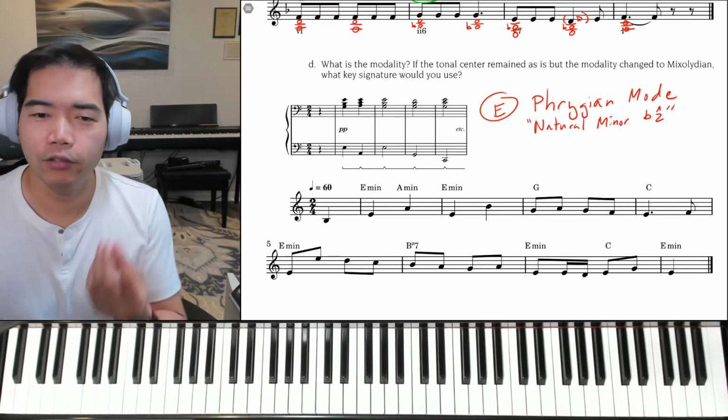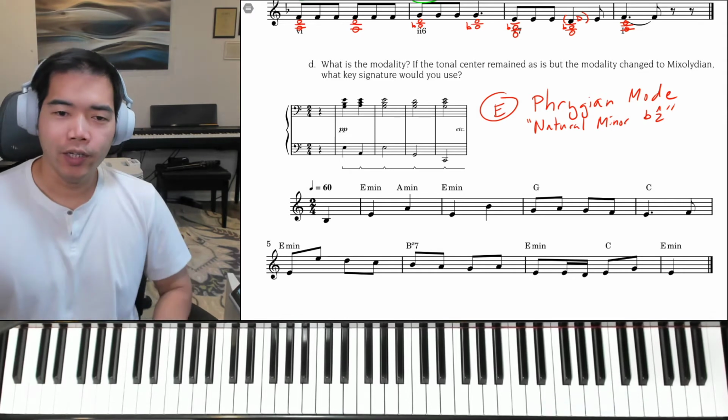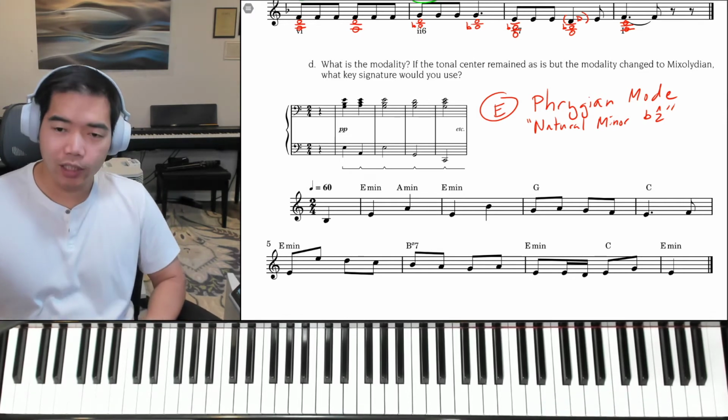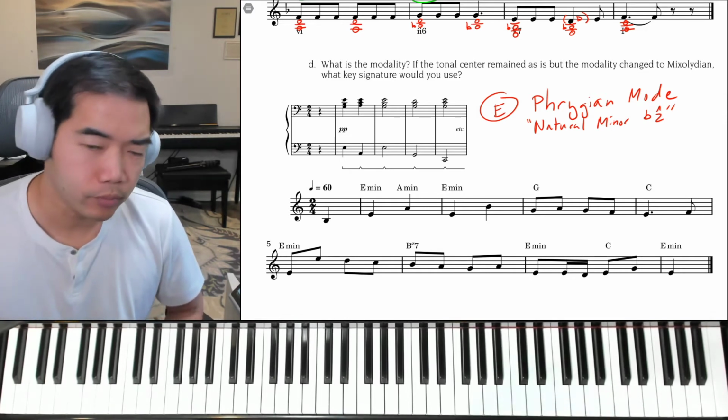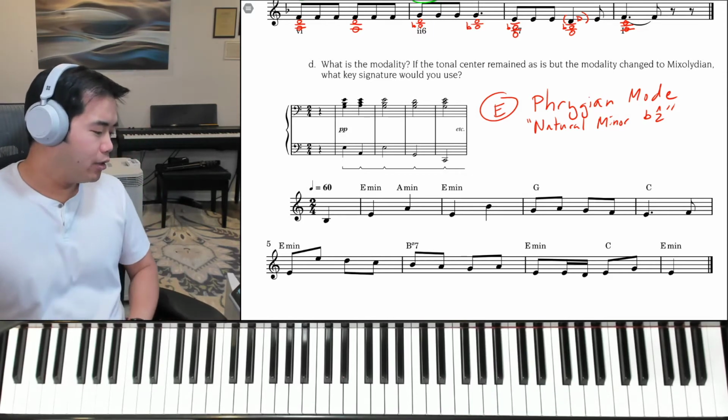So you can hear the sound that it kind of creates. We hear this mode in use in some Middle Eastern music, for example. So that's the Phrygian mode.